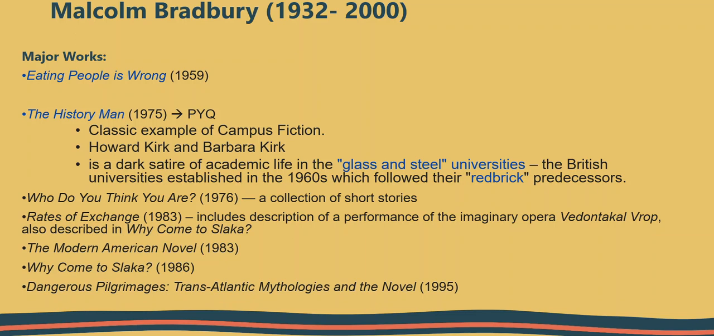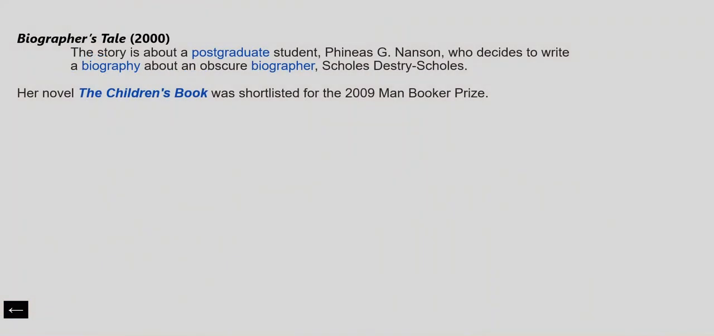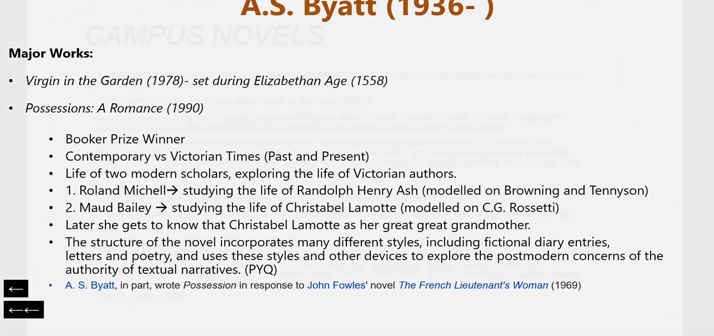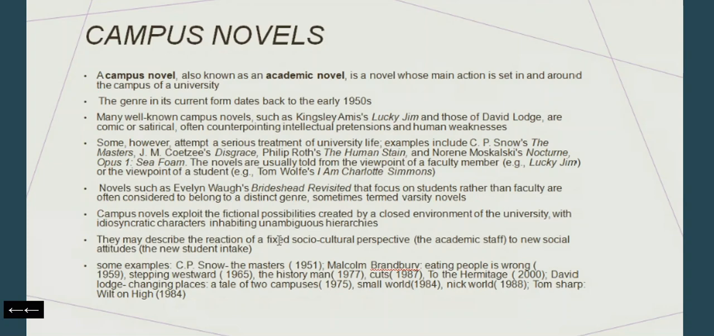Willa Cather has written The Professor's House in 1925. Write it down. Willa Cather, The Professor's House. Then we have J.M. Coetzee's Disgrace, published in 1999. You already know about it. Philip Roth has written The Human Stain. Write it down. Philip Roth has written The Human Stain.